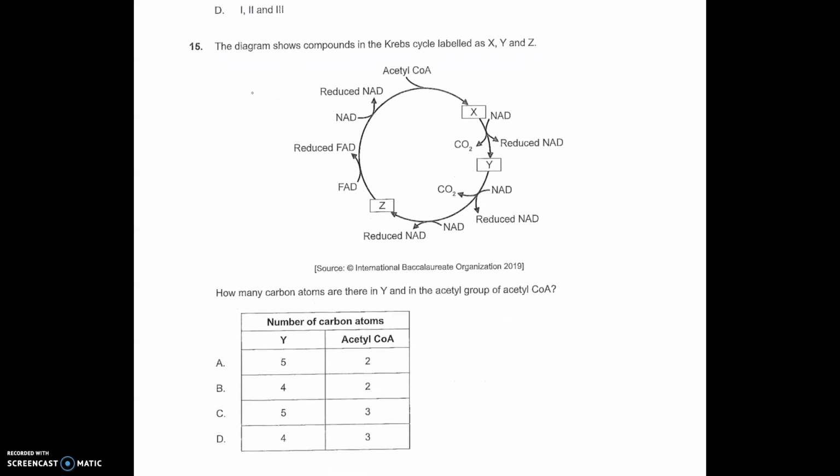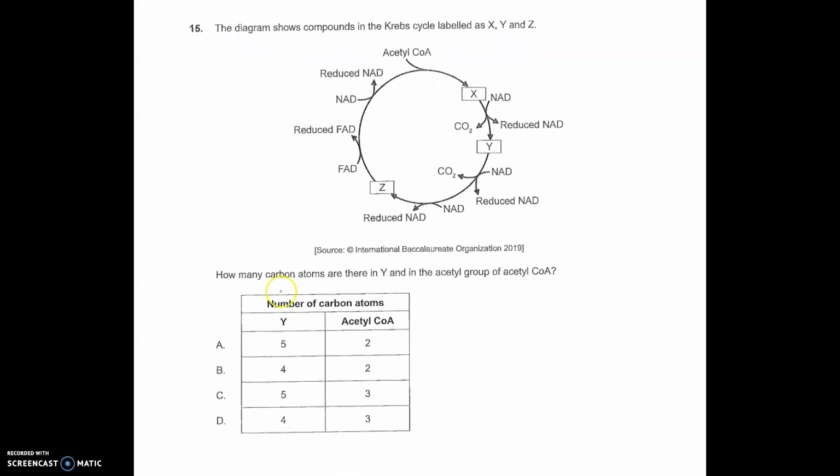Now, this diagram is the Krebs cycle, and it's asking you about the number of carbon atoms in Y. So this is citrate, so that's 6 carbons. It loses a carbon, so that's 5. So we know now that Y is 5 carbons, so we can get rid of B and D. And then it's how many are the acetyl group? Well, that was 2, wasn't it? Because that was 4 plus 2 equals 6. And so the answer must be A.